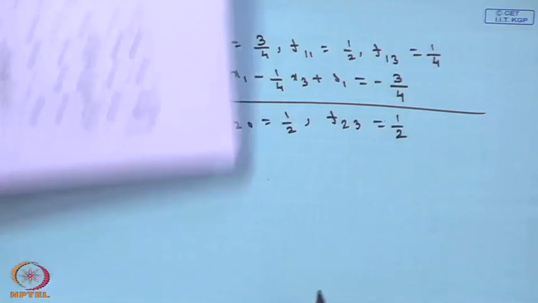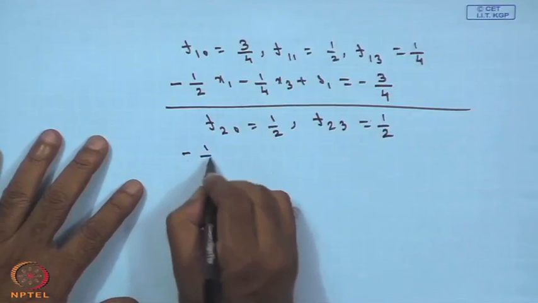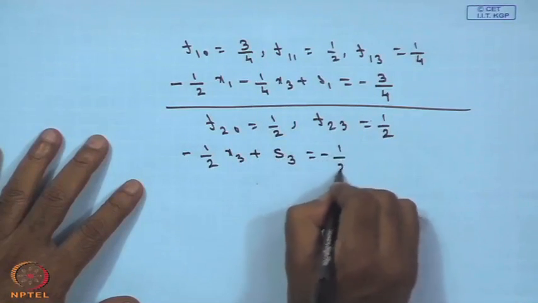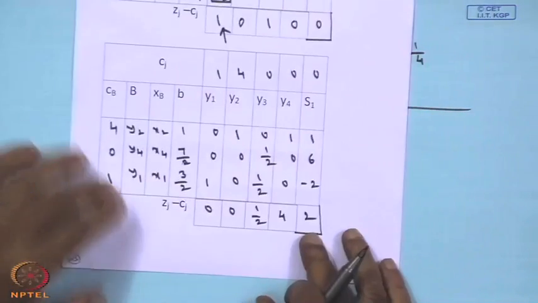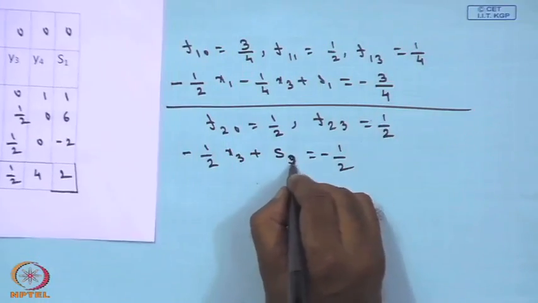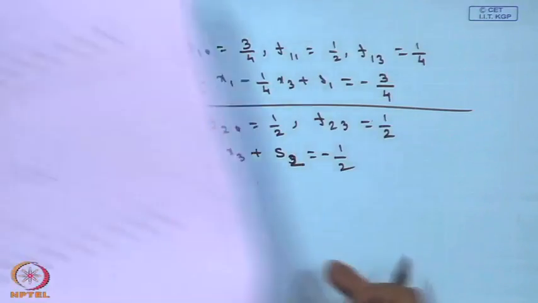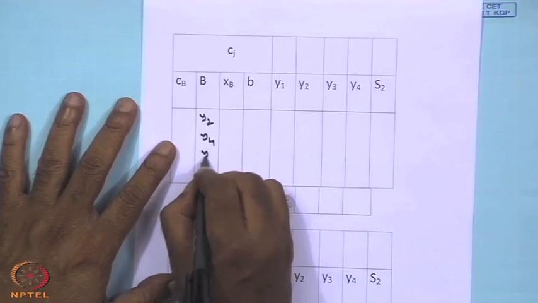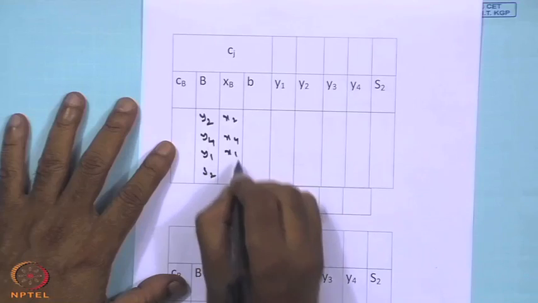You can formulate the less than or equal inequality, then add the Gomory slack variable and you will get minus half x 3 plus s 2 equals minus half, and you formulate the next table. So, basically from here you are having y 2, y 4, y 1 and one more slack variable, sorry, this is s 2. This is S 1, this is S 2 will be added over here. So, now you are having y 2, y 4, y 1 and S 2. So, x 2, x 4, x 1 and S 2.